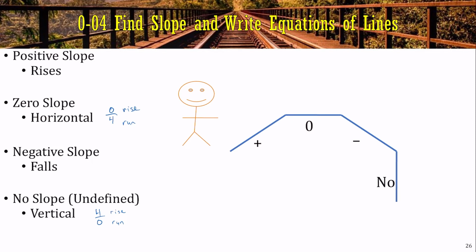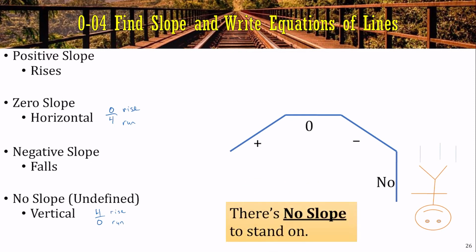Well, this nice little person went out for a walk one day, walked up the positive slope, walked sideways across the 0 slope, down the negative slope, and then, whoa! They fell down because there was no slope to stand on.